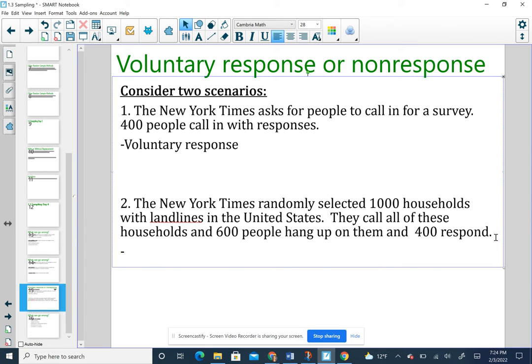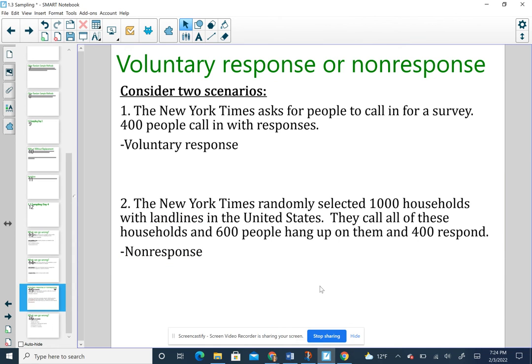And we mentioned how this could be a little bit biased because people who feel strongly about whatever is being surveyed, or maybe have more experience, tend to feel the need to be a part of the survey. Our second one says the New York Times randomly selected 1,000 households with landlines in the United States. They call all of these households, and 600 people hang up on them, and 400 respond. That would be an example of non-response, those 600 people that hung up on them. And so you can see the difference there between voluntary response and non-response.